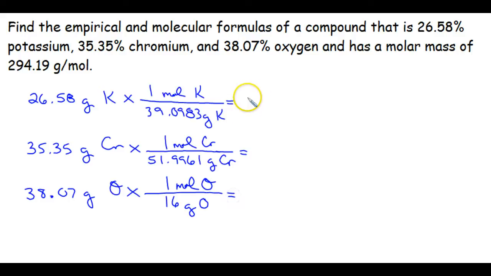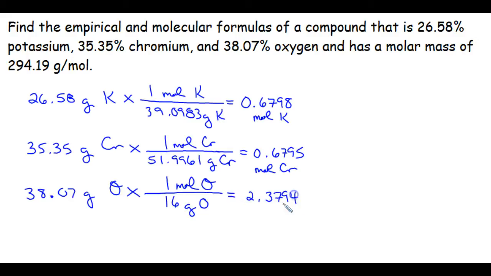Okay, so doing this, and I always carry this out at least 4 decimal places, we've got 0.6798 moles of potassium. We've got 0.6795 moles of chromium. And we have 2.3794 moles of oxygen. Now, these aren't nice pretty numbers, nor is this a mole ratio.